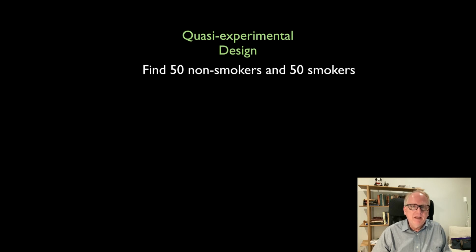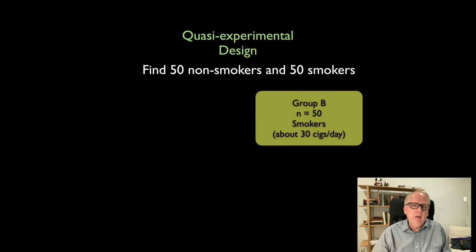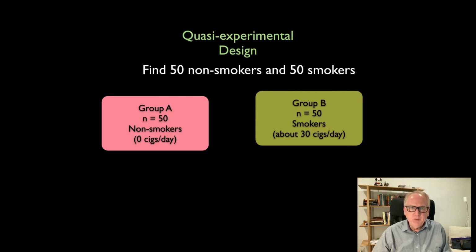So for example, let's say that we want to compare smokers to non-smokers to see if smoking affects your number of visits to the doctor and how healthy you are. So what you do is you go out and you try to find 50 non-smokers and 50 smokers, okay? And Group B becomes the smoker group, and they're defined by, on average, having about 30 cigarettes per day. And Group A is 50 people that you found that are non-smokers. They had 0 cigarettes per day.